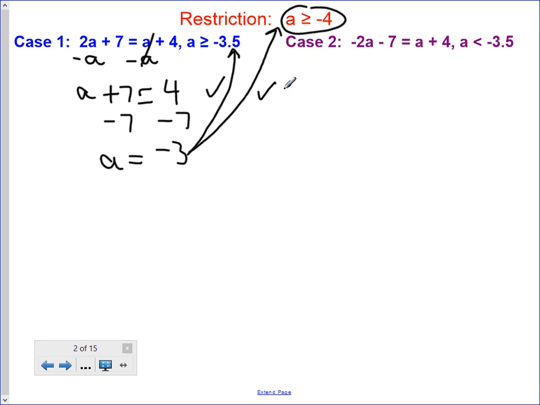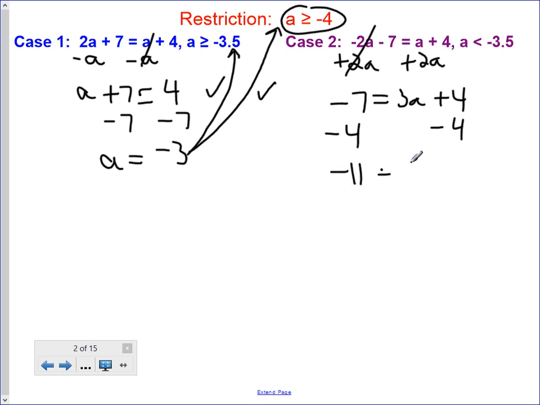So case number 2, I'm going to solve for a, and I want my leading coefficient to be positive, so I am going to add 2a to both sides this time. So negative 2a and 2a is 0. I'm left with negative 7 equals a plus 2a is 3a plus 4. I will subtract 4 from both sides, and I get negative 11 is equal to 3a. And to solve for a, I will just divide both sides by 3. So 3 divided by 3 is 1. I get a is equal to negative 11 over 3, which is about negative 3.7.